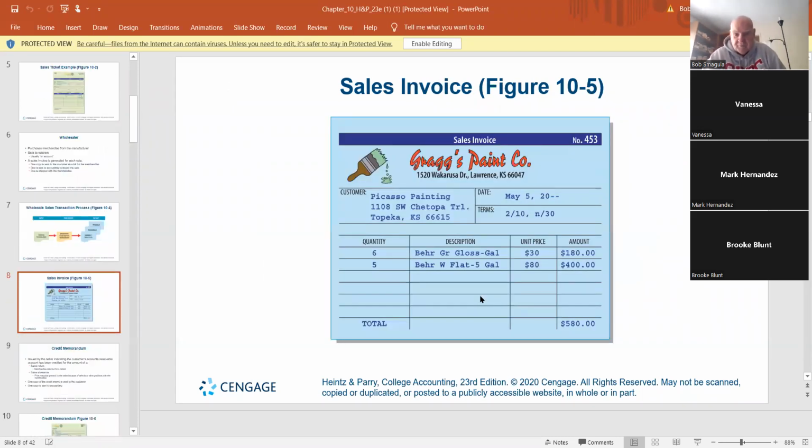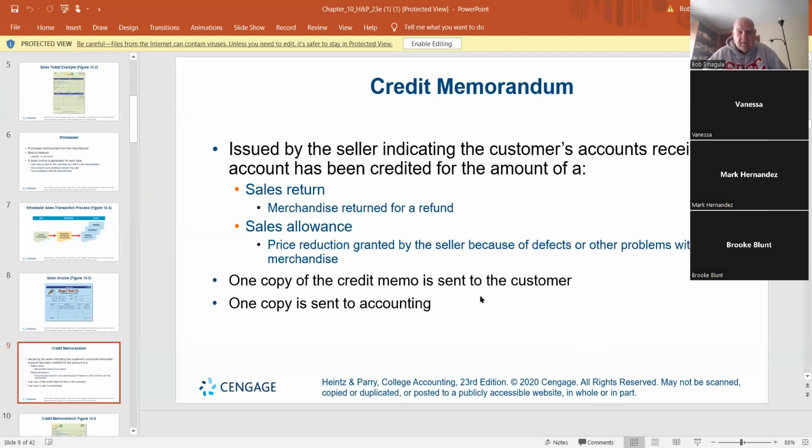And there's an invoice. We all know what an invoice looks like, huh? 6 items of something at 30, 5 at 400. Notice there isn't any sales tax on that particular invoice. They might be in Texas or Oregon or Nevada.